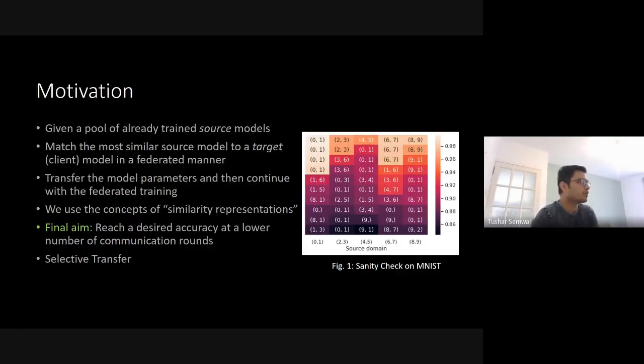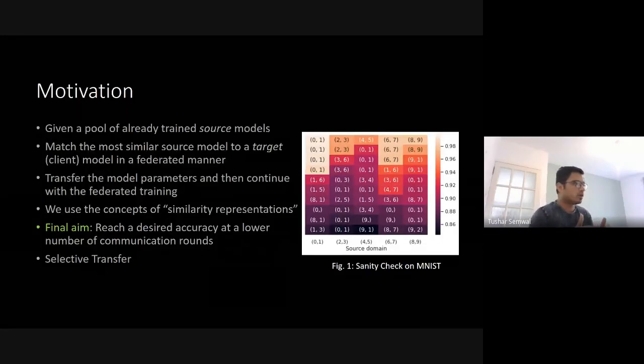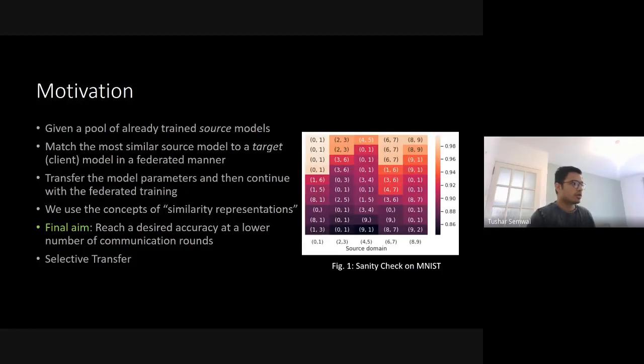Talking about the motivation of this work, assume that we have a pool of already trained source models, and we want to find the most similar source model to a target or client model in a federated manner. The reason is so that we can transfer that selected source model to the target model and then continue with the federated training. We use the concept of similarity representations, which I will discuss in the later slides.